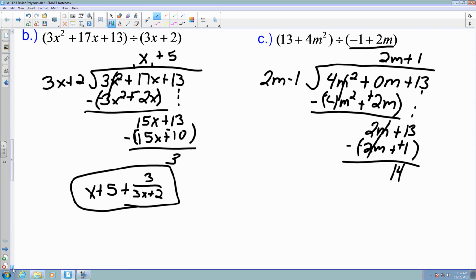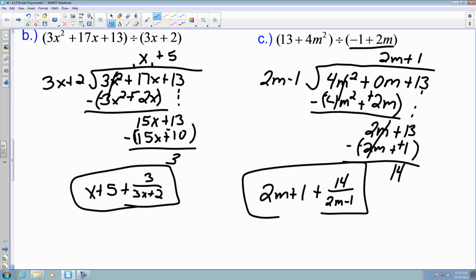So all I'm doing now is writing my quotient, which is 2m plus 1, plus my remainder, which is 14, and my divisor is 2m minus 1. There's my answer.